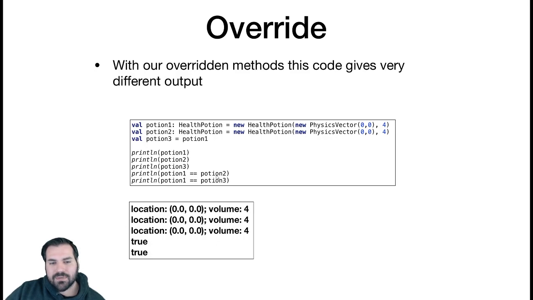And then when we check if these potions are equal to each other, this is now calling the overridden equals method, which is comparing their volumes. If they're the same volume, we're going to say these are effectively equivalent. So now potion 1 and potion 2, referring to two different potions, are going to be treated as equivalent because their volumes are the same. So that'll be true. And then potion 1 equals potion 3 was still true.